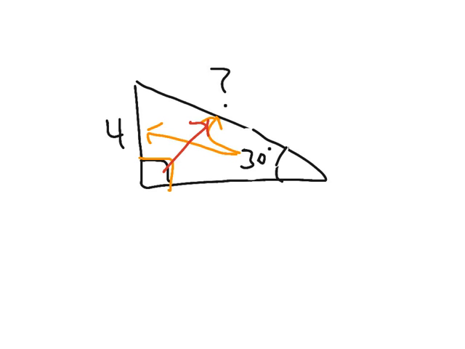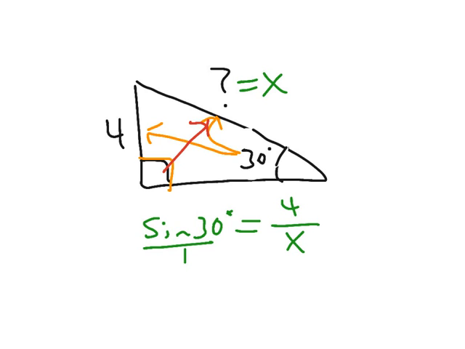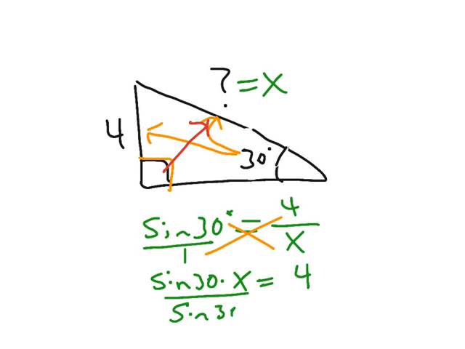So I'm going to write out an equation here. Opposite over hypotenuse is sine, so the sine of 30 degrees has to equal the opposite side, which is 4, divided by, and I'm going to call the hypotenuse here x. And then I'm going to go ahead and solve this, and I'm going to cross multiply. When I do that, I end up with the sine of 30 times x equals 4, and then I have to divide both sides by the sine of 30. That cancels, and x will equal.